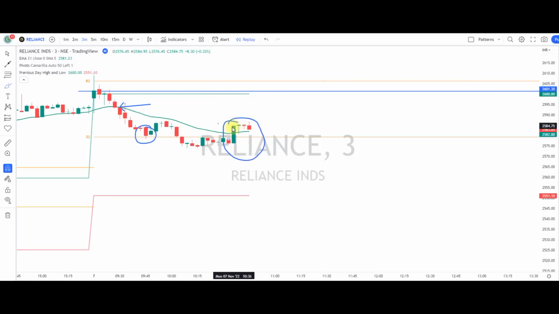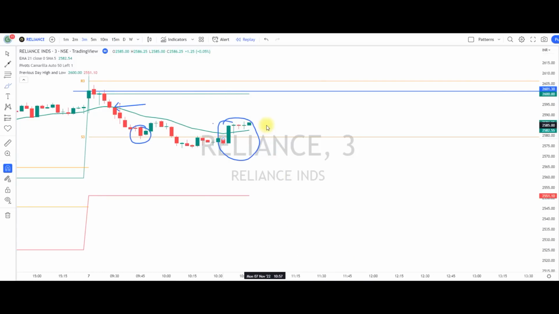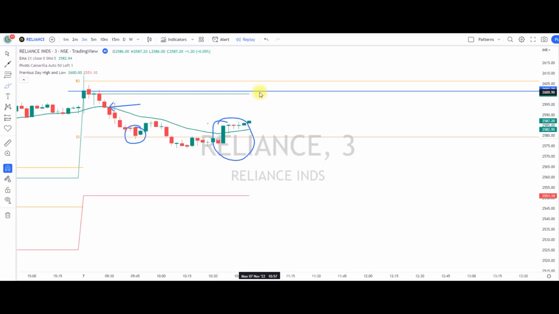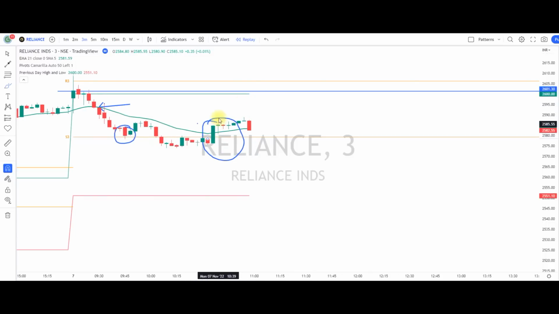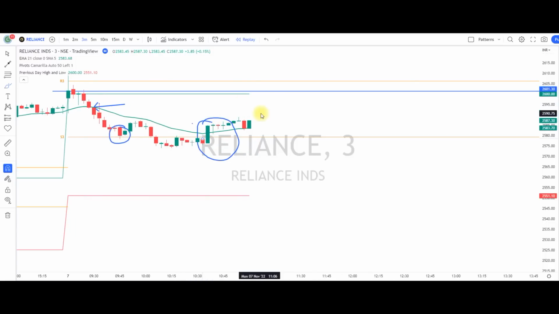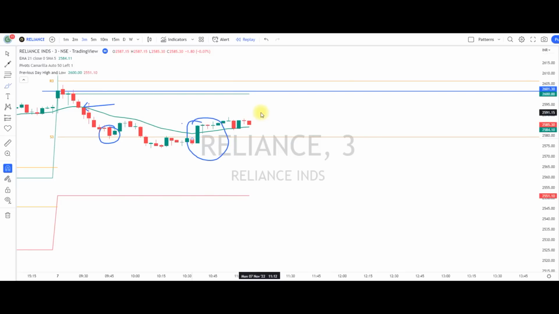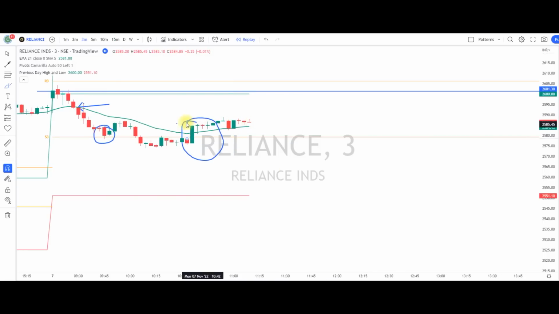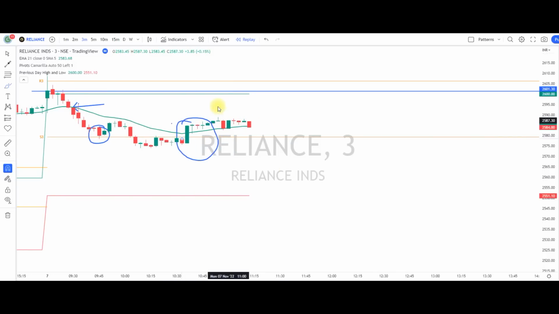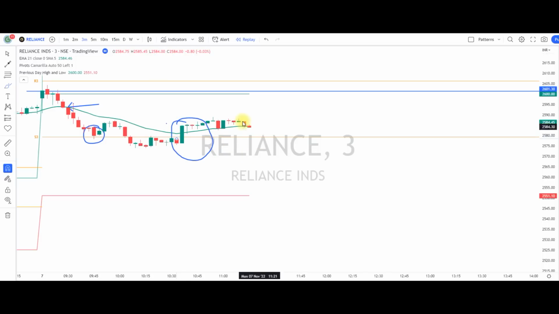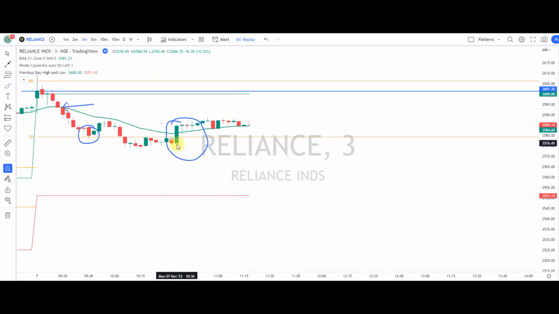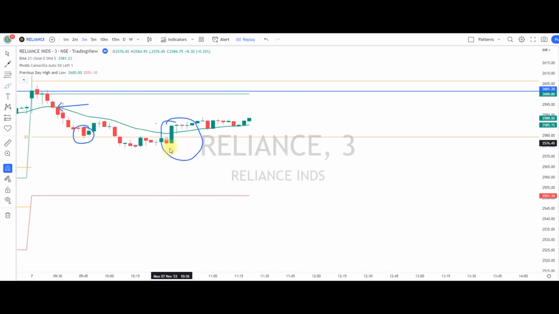Now we can see how the price is behaving. Above this green candle, we got an entry for the long trade. So price is consolidating here. The low of this green candle is our stop loss.